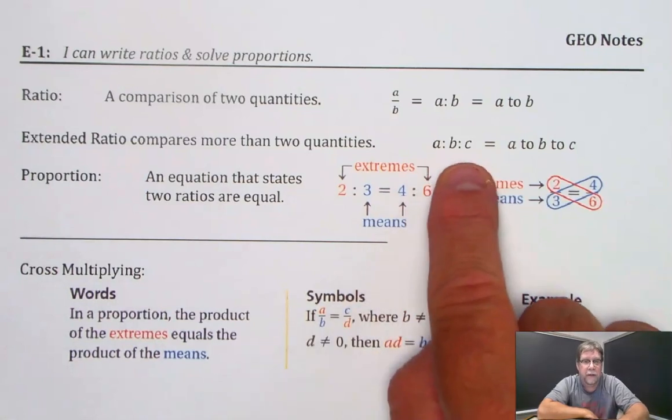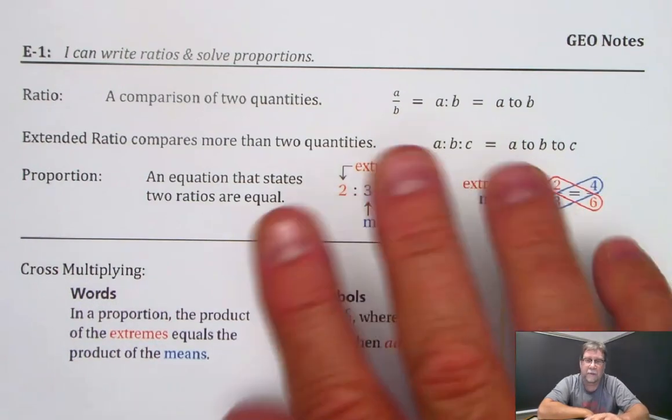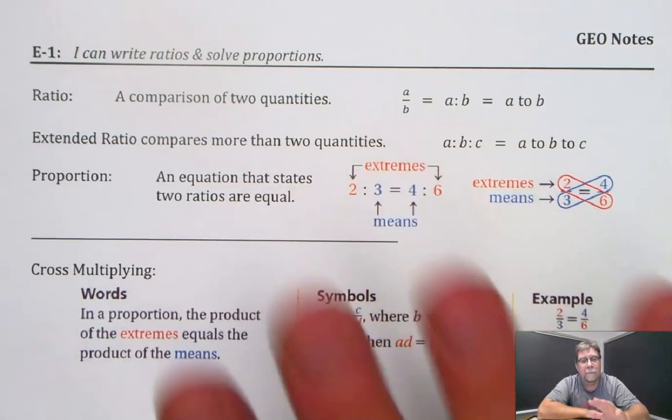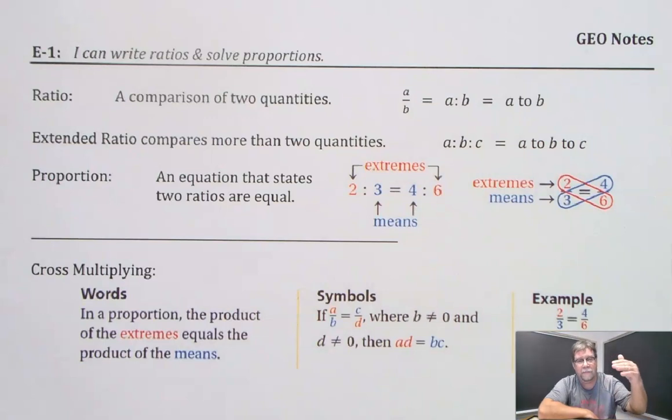All right, we can use an extended ratio, which compares more than two quantities. So we could do A to B to C, A:B:C. Can't really do a fraction with A to B to C, but you could do a couple of fractions that might represent that. And by the way, ratios use the same units of measure, 5 feet over 8 feet.